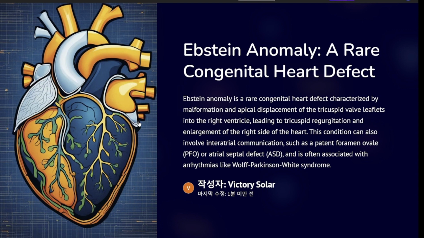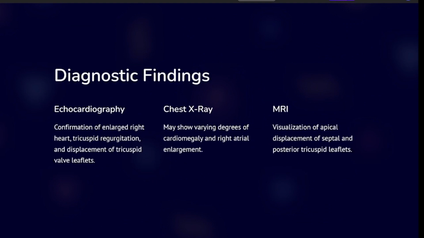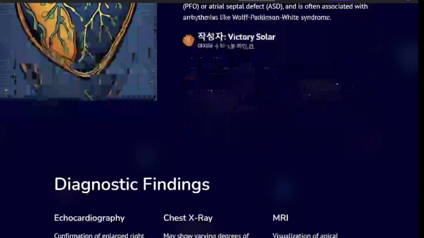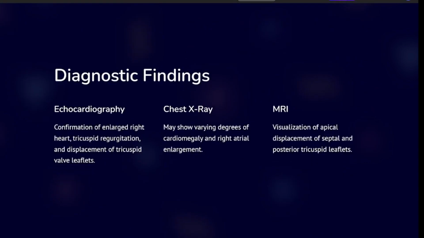Ebstein anomaly is a rare congenital heart defect characterized by malformation and apical displacement of the tricuspid valve leaflets into the right ventricle, leading to tricuspid regurgitation and enlargement of the right side of the heart. This condition can also involve interatrial communication, such as a patent foramen ovale, PFO, or atrial septal defect, ASD, and is often associated with arrhythmias like Wolff-Parkinson-White syndrome.